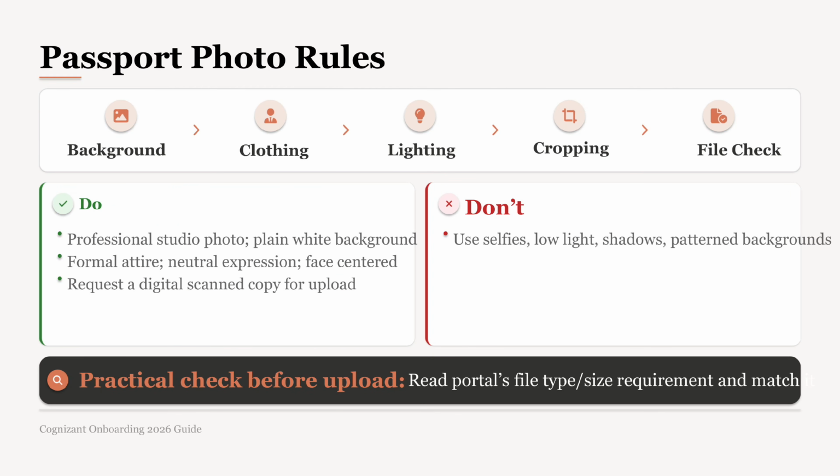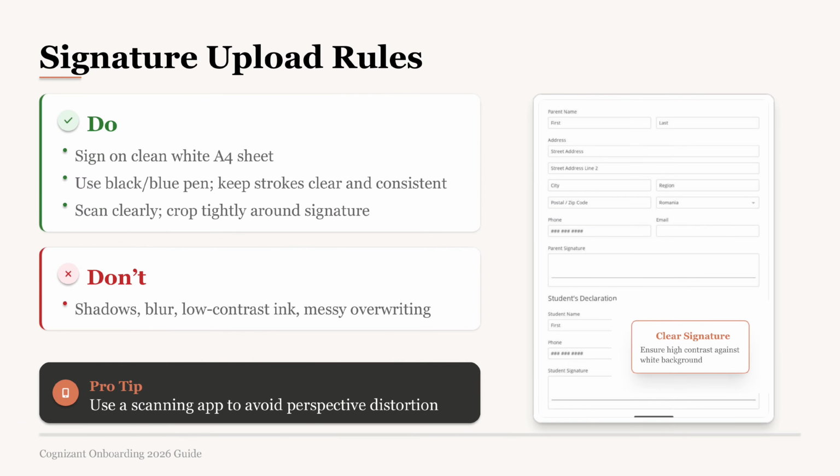So please go to a professional photo studio, click the photo with a white background, wear formal dress and ask for a digital scan copy and check the required size mentioned in the portal. If they give only a hard copy, go to a scanning center or any internet cafe, scan the document properly, no shadow, no blur, and save that image as JPG or PDF format as required and then upload on the portal. Along with the photograph, you also need to upload your signature.